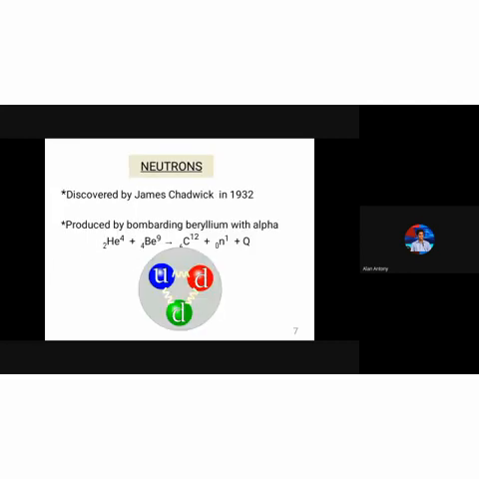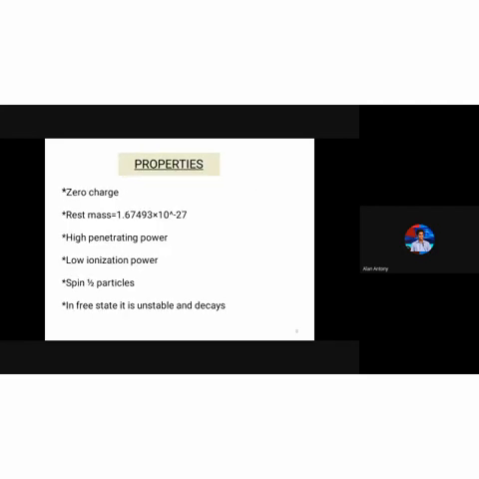So first of all, neutrons. Neutrons are the constituent of every atomic nucleus except ordinary hydrogen. They were discovered by James Chadwick in 1932, and he was also awarded a Nobel Prize for that. They were produced by bombarding beryllium with alpha particles. Now we can discuss the properties of neutrons.